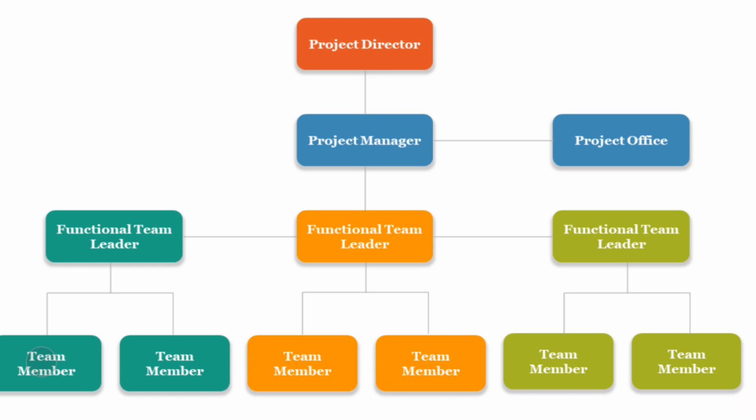So these team members will be reporting to the functional team leader. The functional team leaders will be reporting to the project manager. At the same time, the project officer will be reporting to the project manager. The project manager will be reporting to the director. So that can be the communication hierarchy in your project as the team members are working together.